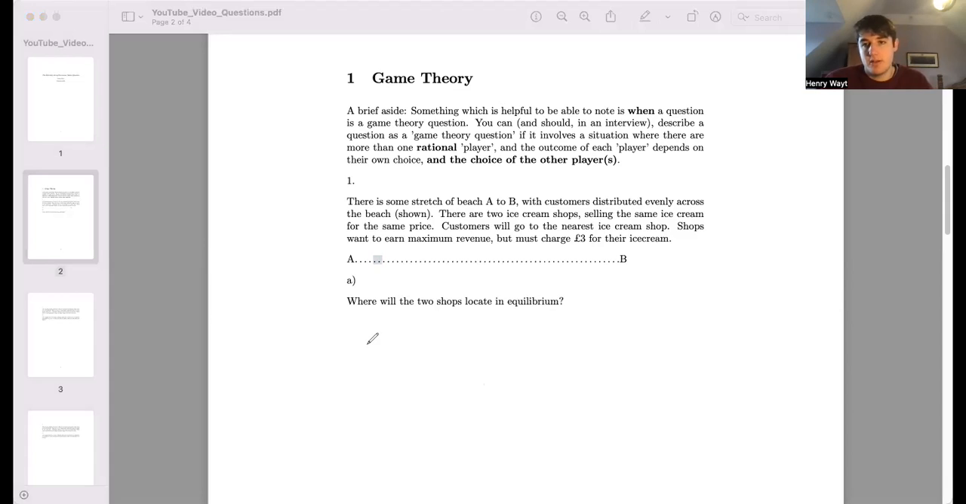And the answer to this part of the question is relatively intuitive, which is that they both got to locate at 0.5, 0.5. So, somewhere here. And what's the reason for this?